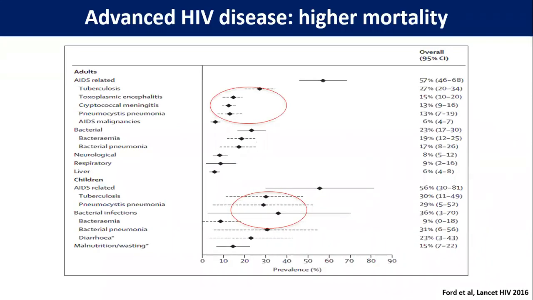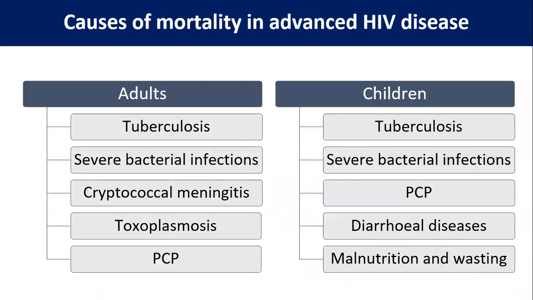Now, there are different studies to find out the opportunistic infections which gave rise to high mortality in PLHIV presenting with advanced HIV disease. The summary of this can be found in this slide, where we have seen that the first cause of death is tuberculosis, both in adults and children. In second place is severe bacterial infection, both in adults and children. Cryptococcal meningitis is in third position in adults, while PCP, that is Pneumocystis carinii pneumonia, now known as Pneumocystis jirovecii pneumonia, is third in children. In fourth place it is toxoplasmosis for adults and diarrheal diseases for children. And in fifth, the last one for adults, it is PCP, while malnutrition and wasting is in fifth position in children.